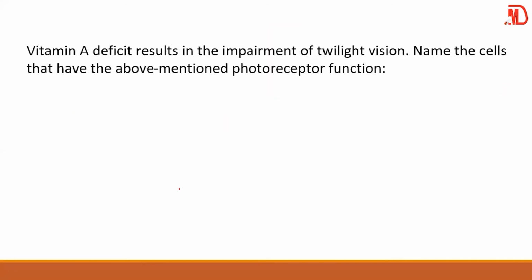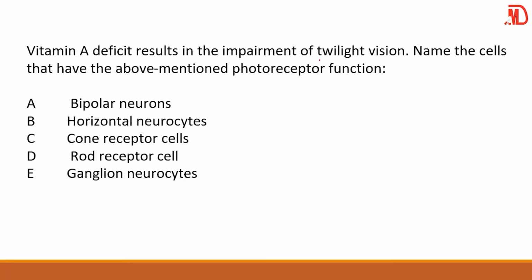Vitamin A deficiency results in the impairment of twilight vision. Name the cells of the above mentioned photoreceptor function. In other words, which photosensitive cell is affected by the deficiency? Now we have the rods and cones. These are photoreceptors inside the eyes that help us to see things very well.